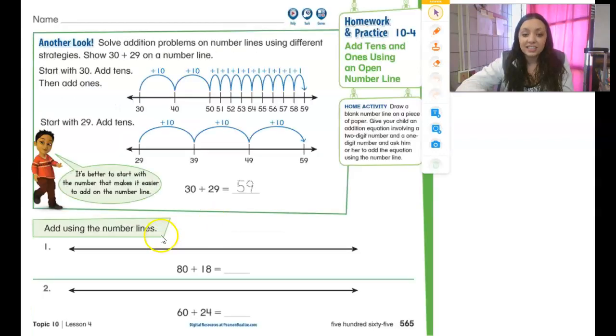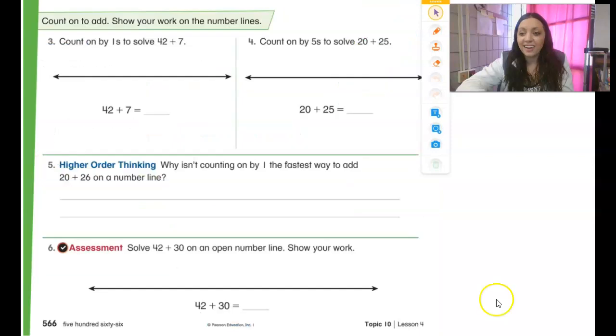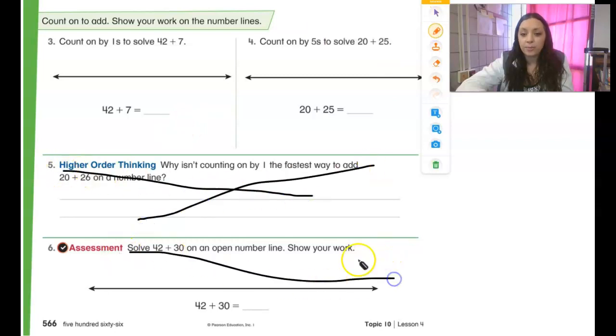All right, so I'm going to go ahead and show you what your homework is going to be for today. At the bottom, you just have these 2 problems that you're going to practice on that open number line. And then on the back, you are just going to do number 3 and number 4 on the open number line. You are not going to do the bottom 2 problems, okay? So you have 2 problems on one page, 2 problems on the next, and 2 plus 2 is 4.